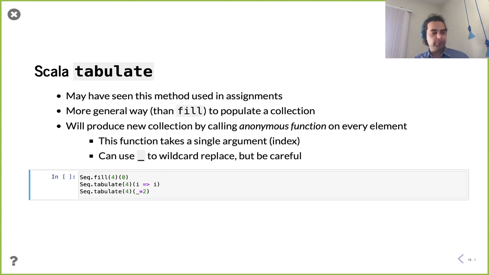Tabulate is something a little bit more general, right? What it does is it says, hey, I want to create n things, and rather than just putting n identical copies of something in there like fill does, instead it says, you know what, I want to call a function to produce those elements, right?